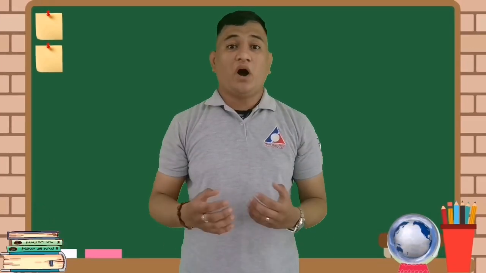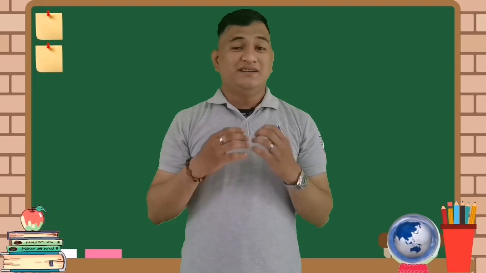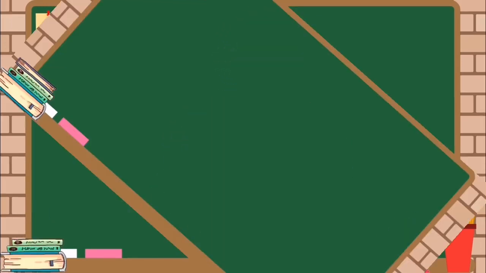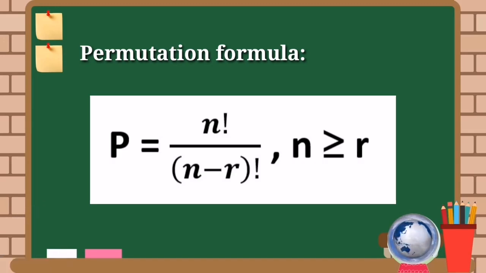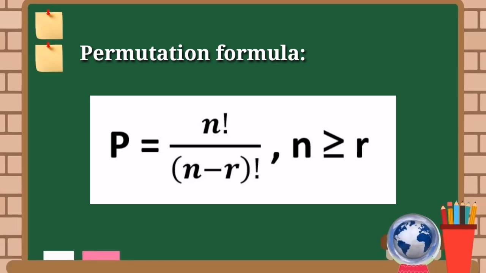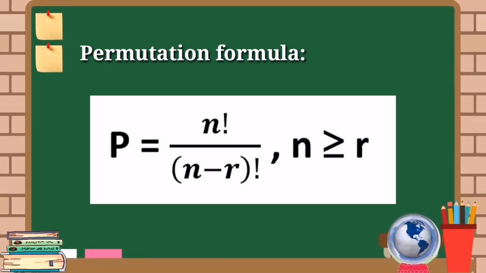Do you want to know how to solve those problems using a formula? Listen carefully and pay attention to our discussion. This is the formula in solving permutation. P(n, r) is equal to n factorial over the quantity of n minus r factorial, where n is greater than or equal to r.